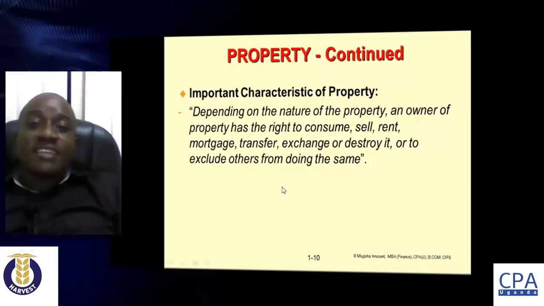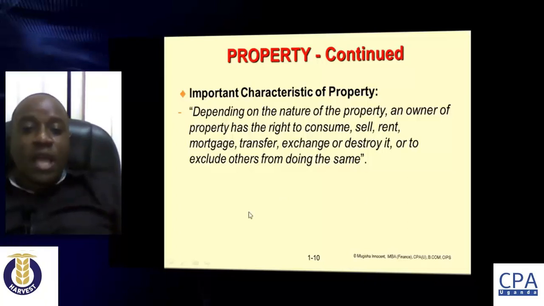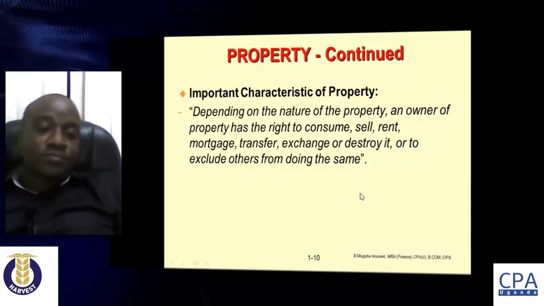So it means that if this property is going to derive income, you are the sole person that is going to receive and enjoy these economic benefits. Or if it is going to bring you a loss, you are the sole person that is going to suffer the loss. So you as the owner of the property, you have the right to this property. Of course, we shall see other very unique characteristics of property.